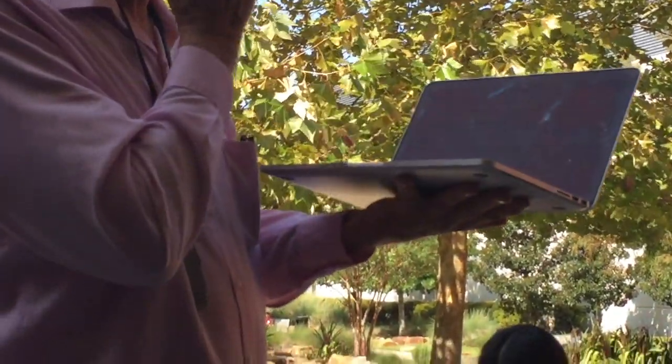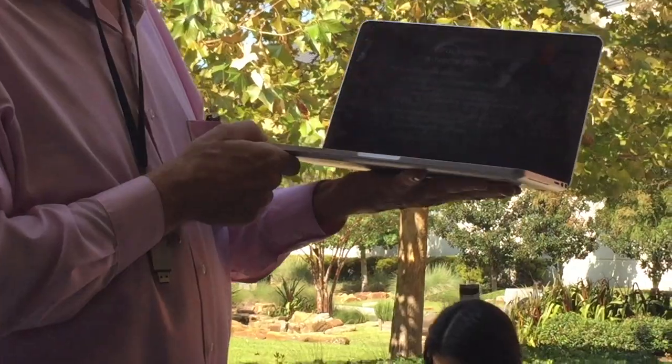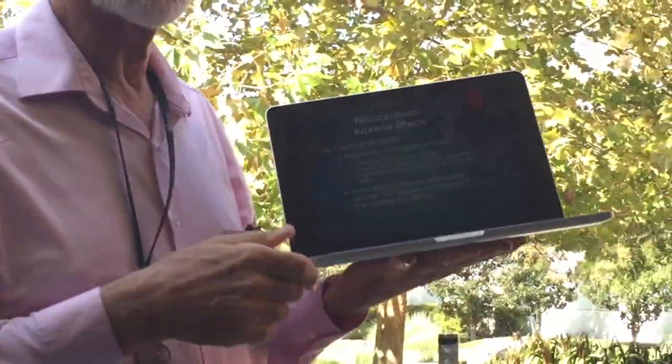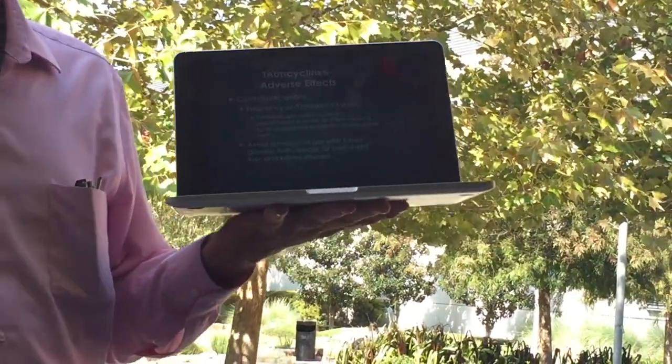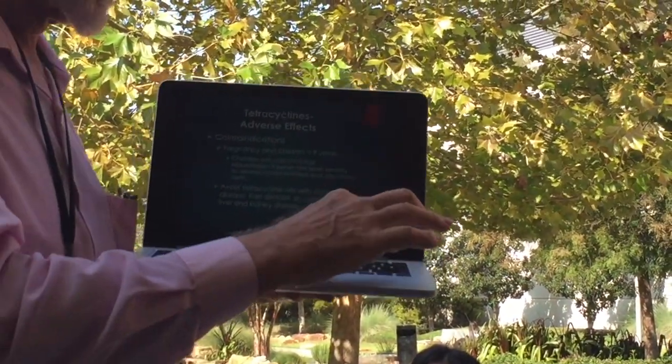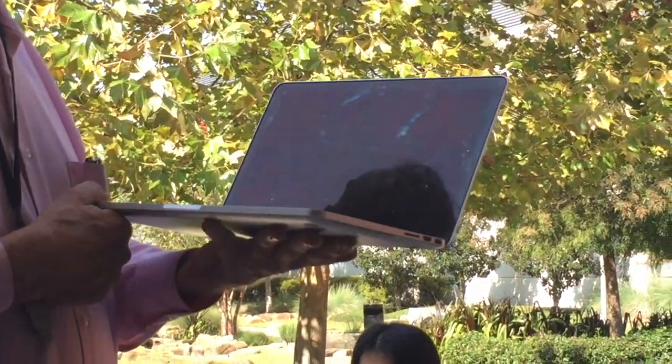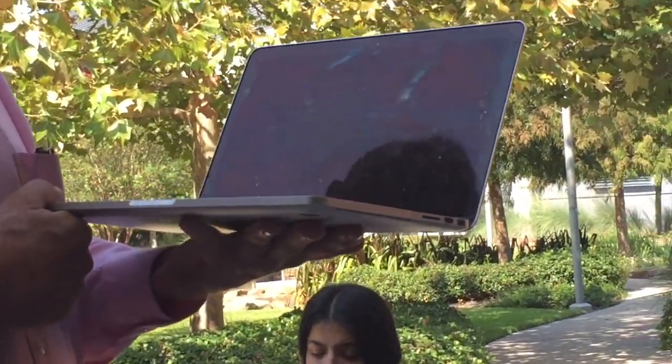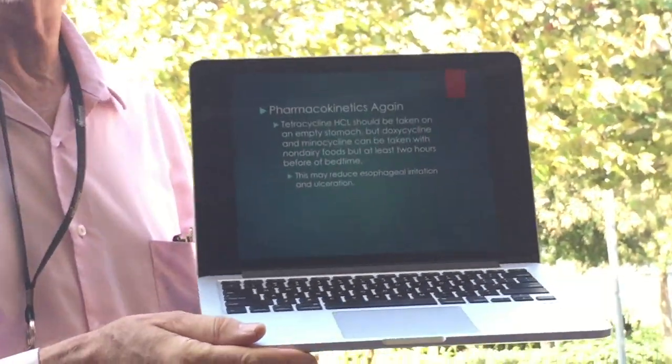Contraindications: we talked about pregnancy and children under 9. Avoid tetracycline in patients with kidney disease, liver disease, or kidney and liver disease. I hate to say it that way, but that's the way it runs. Pharmacokinetics: we take tetracycline on an empty stomach.